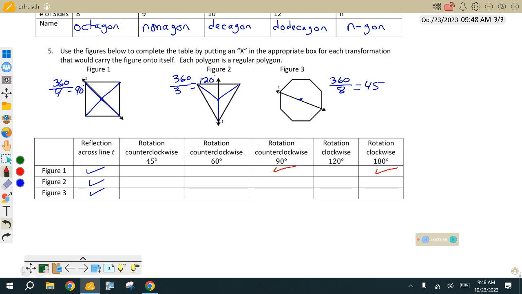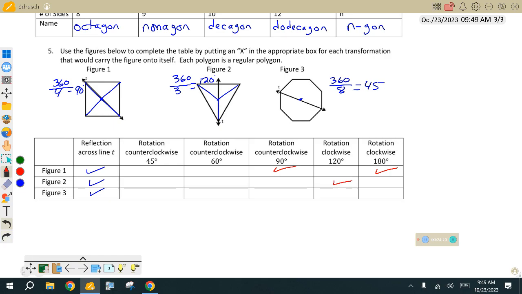Okay. Figure 2. Figure 2 has to be 120 and then multiples of 120. So figure 2, definitely not. But this is the one I see too many people go ahead and select because 120 is 60. I see why that happens, but not happening. So 90, nope. 120, and that's it.